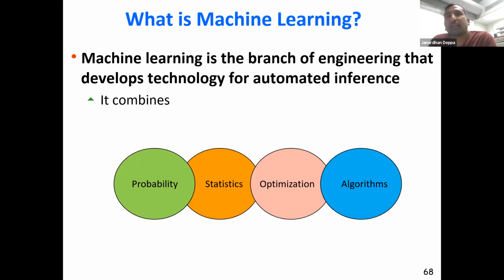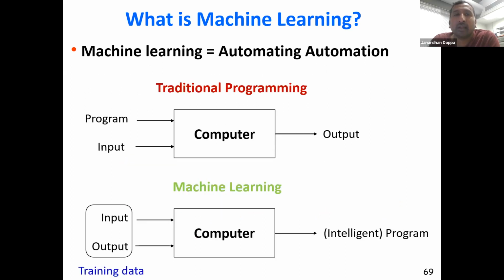So machine learning is a branch of engineering that develops technology for automated inference, right? You want to automate a particular task. In the context of our problem space, we want to do design automation, so we want to automate design. It combines four particular technologies: probability, statistics, optimization, and computing algorithms. That's what machine learning is.